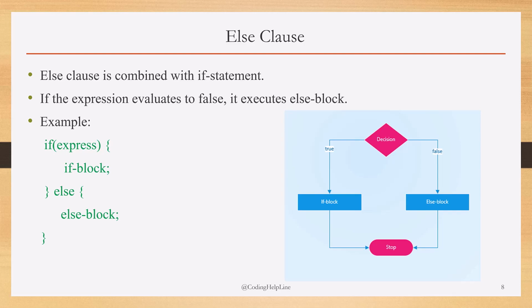This is the flowchart. Here, the decision will be made. If the Boolean expression is evaluated to true, it will go into the if block and execute the if block. If the decision is false, it goes into the else block here and executes the else block. And then in both cases, it goes to the next statement or end of the program.